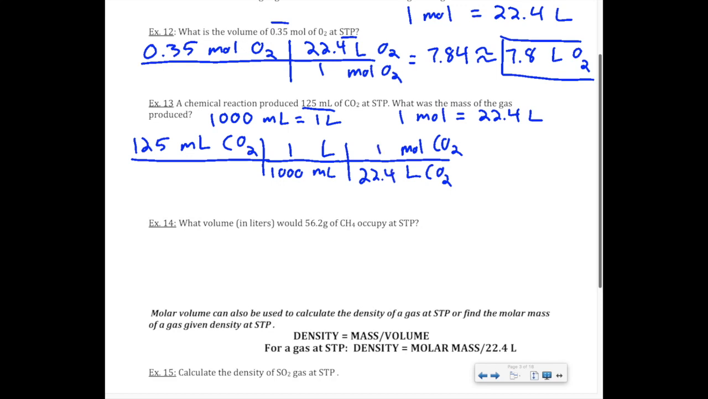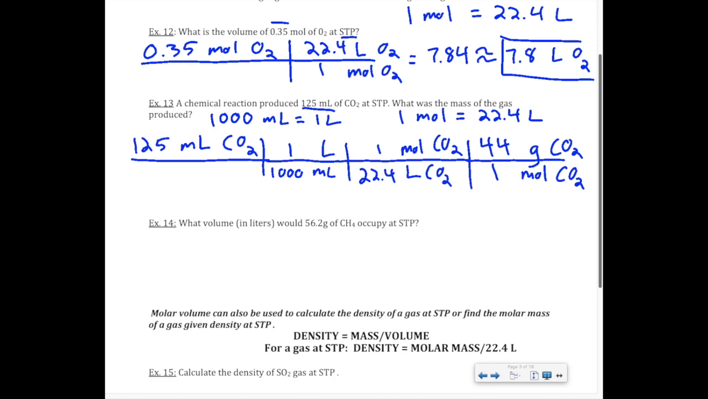And that's not what it asked me, though. It asked me for the mass. So I need to make sure I convert moles to grams. So moles of CO2 goes on bottom because I want my units to cancel, and change it to grams. So there's one more conversion factor I'm having to use. I get this one off the periodic table because that's what G stands for. Go to the periodic table, and I find out that there's 44 grams in 1 mole of CO2.